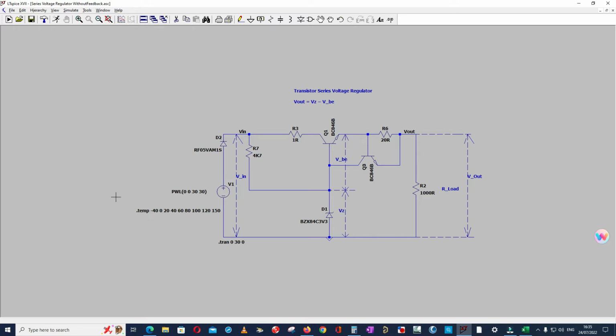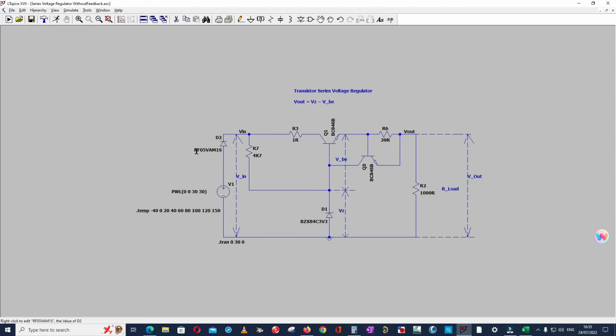Here, the power supply I used is a linear power supply, which means that from 0 to 30 seconds the voltage will rise from 0 to 30 volt. I also have a temperature range from minus 40 to 150 degrees, just for my calculation. If you want, you can take it; if you don't want, you can leave it, as you wish. And then there is a transition time which I put here for around 30 seconds.